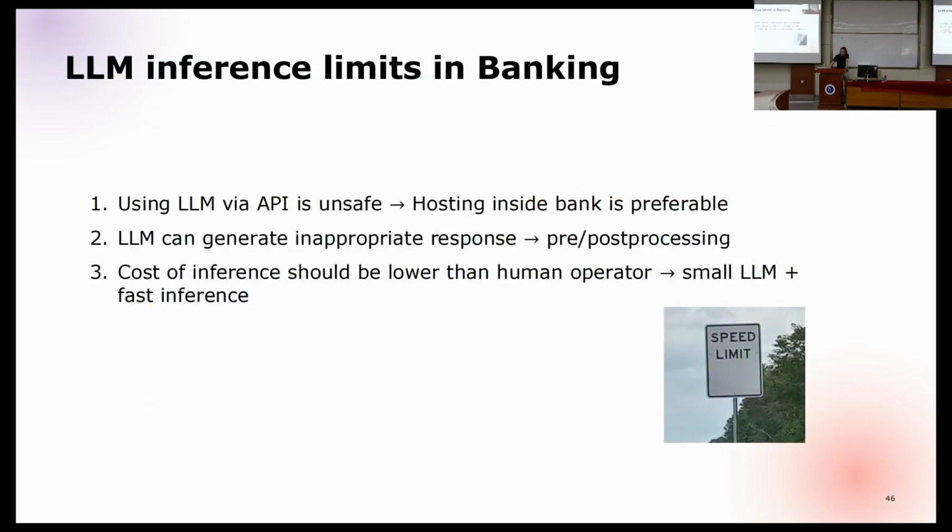There are some inference limits. When we speak about banking, first of all, we can't use an LLM via API because of client personal data. So we need to host the LLM inside the bank. We also need to remember that an LLM can generate an inappropriate response. For example, it can generate something bad that we can't show to our clients, and we need to do pre and post processing somehow to detect those cases when the answer is inappropriate. And we also need to remember about economy. The cost of the inference should be lower than a human operator. Otherwise, there is no sense in doing such automation. So we need to use small large language models, and we need to do fast inference.